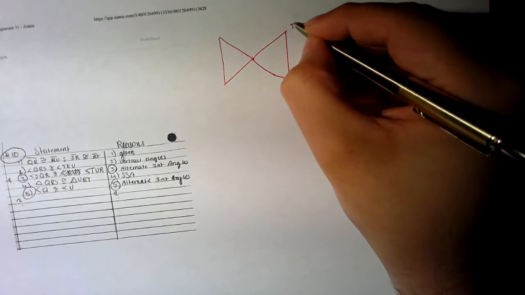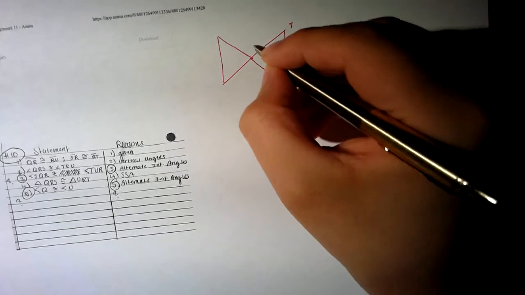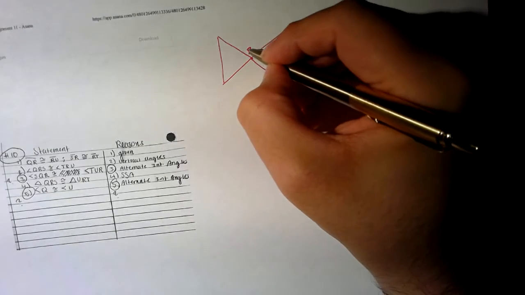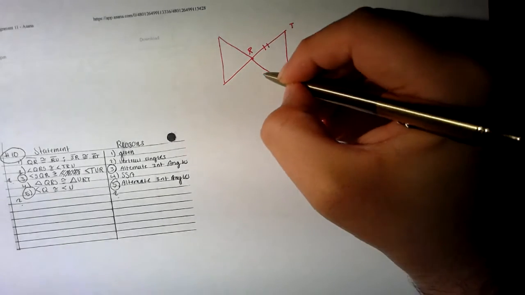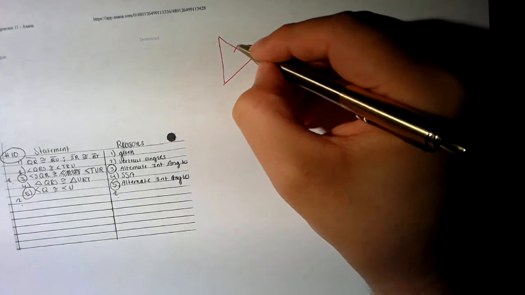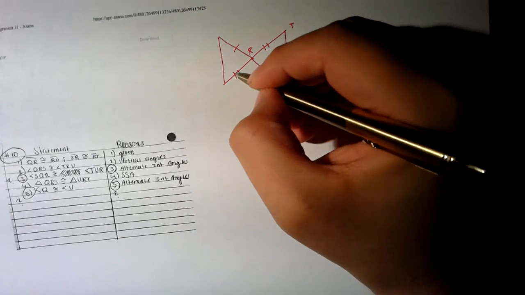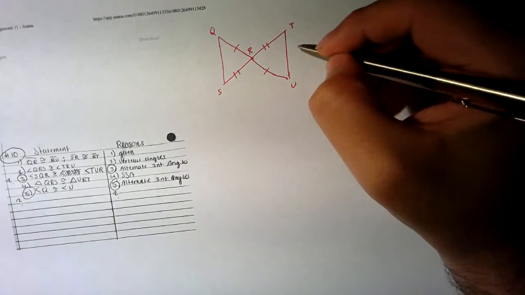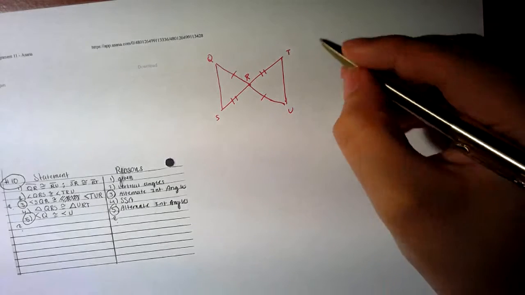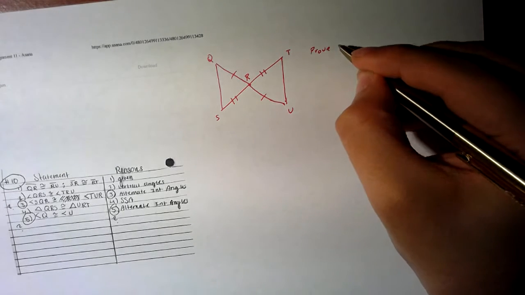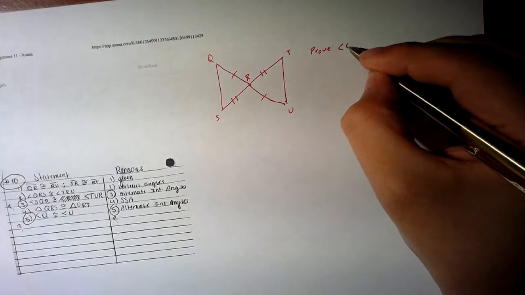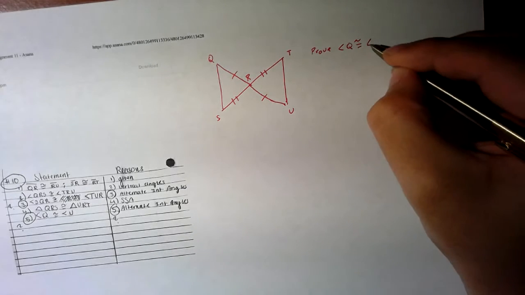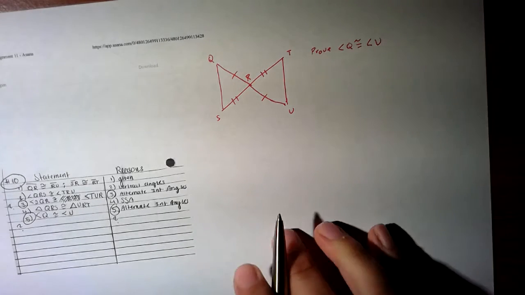It says this is T, this is U, and this is R. This guy is congruent to this guy. This one's congruent to this one. This is S, and this is Q. Okay. And we want to prove what? We want to prove that angle Q is congruent to angle U.